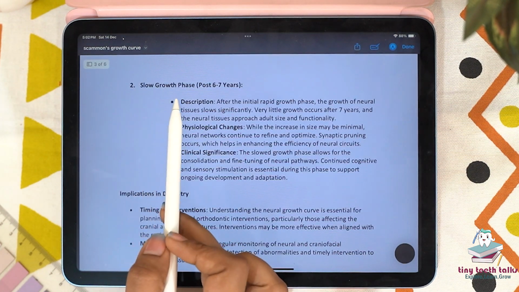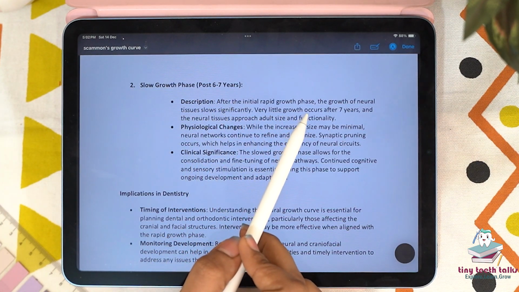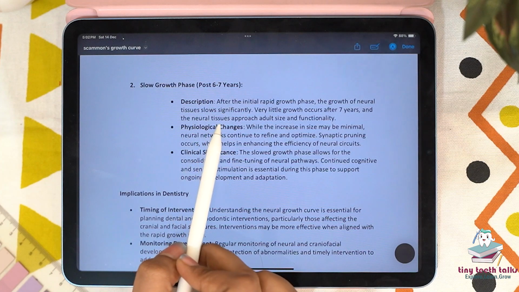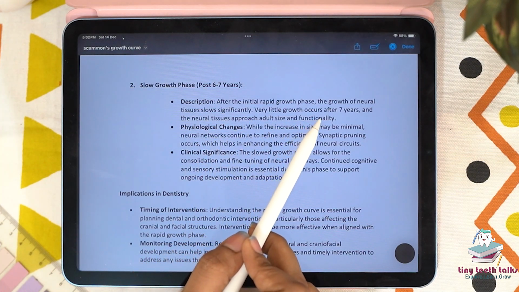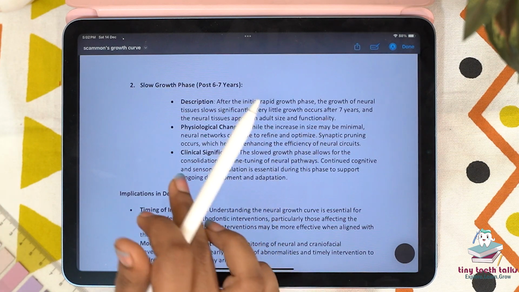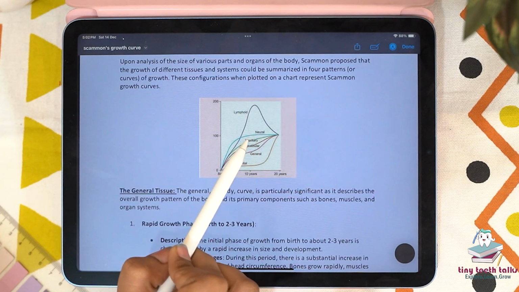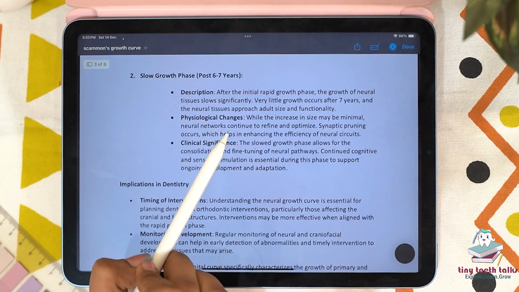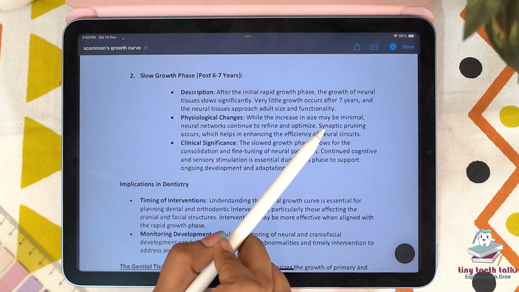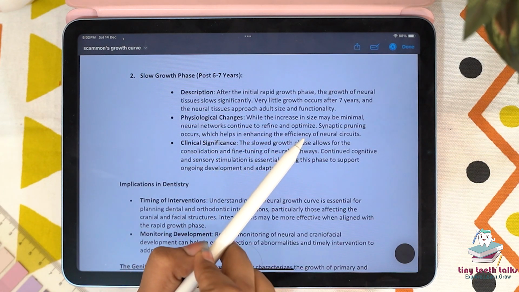Then the second is a slow growth phase, which is post 6 to 7 years. After the initial rapid growth phase, the growth of the neural tissue slows significantly. Very little growth occurs after 7 years and the neural tissues approach adult size and functionality. So after 6 to 7 years there is slow growth and it reaches the adult size. What physiological changes are there? While the increase in size may be minimal, neural networks continue to refine and optimize.